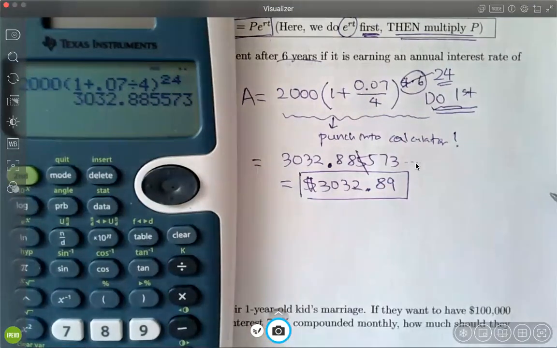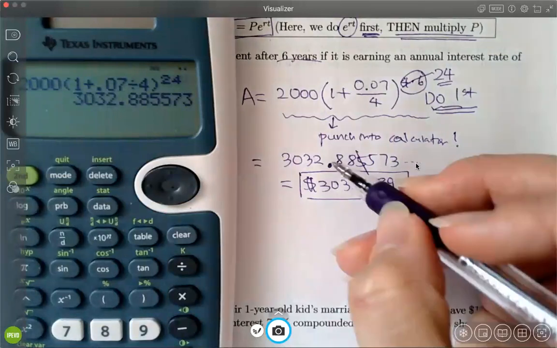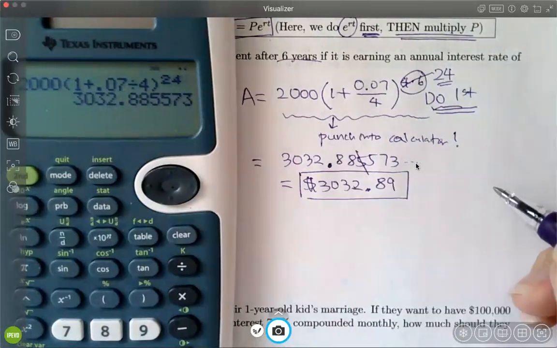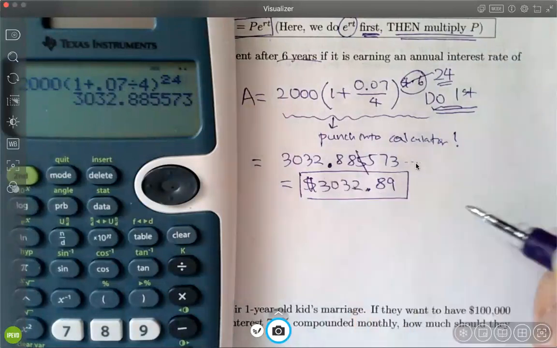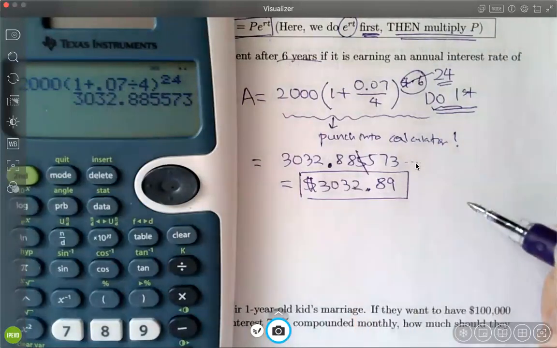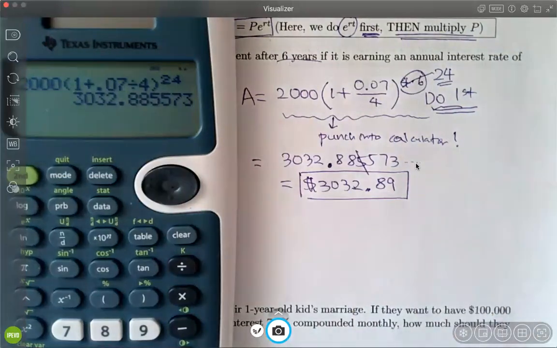Sometimes the problem could say express your answer in terms of the whole dollar. Whole dollar means no decimal, so your answer would be $3,033. But that's a further instruction in a problem; here I'll just round to 2 decimal places.